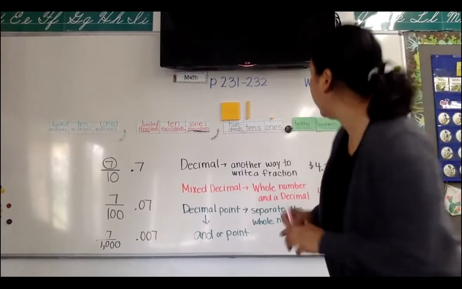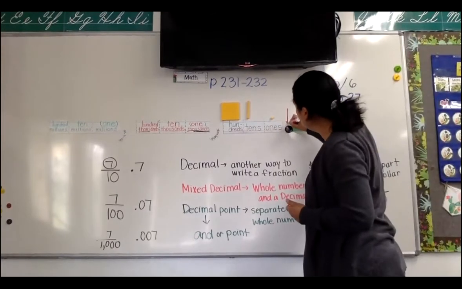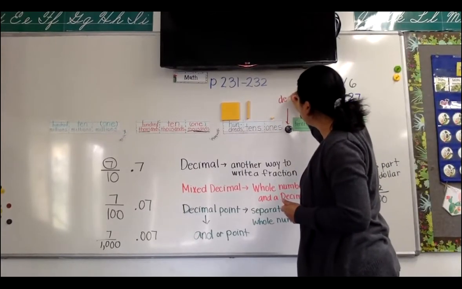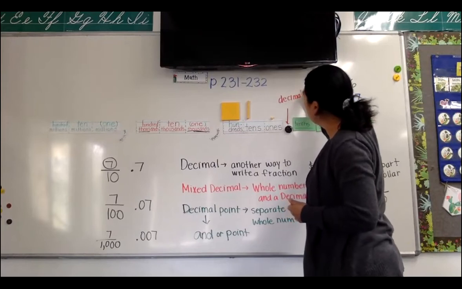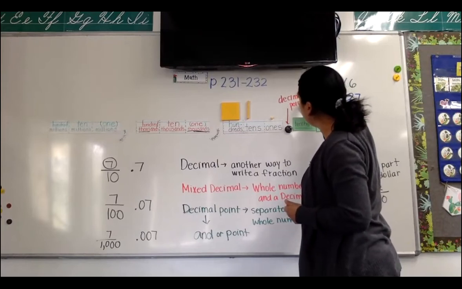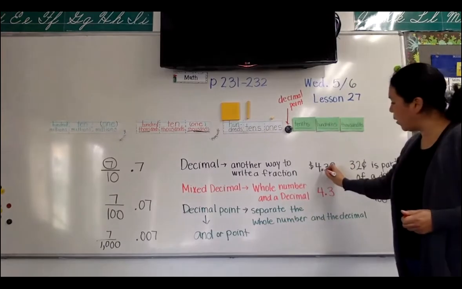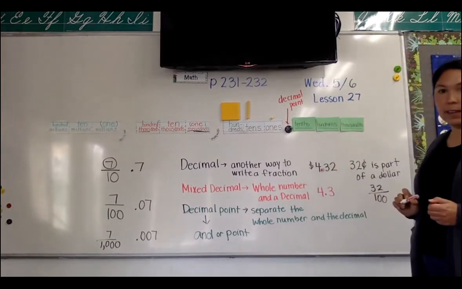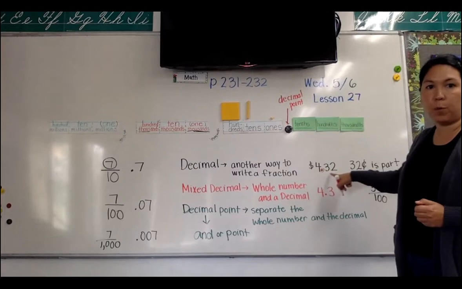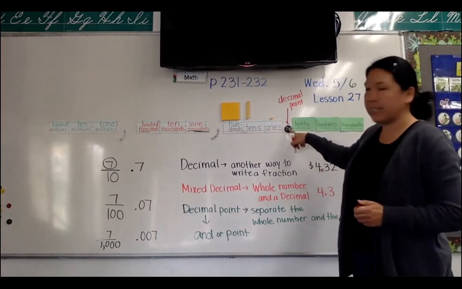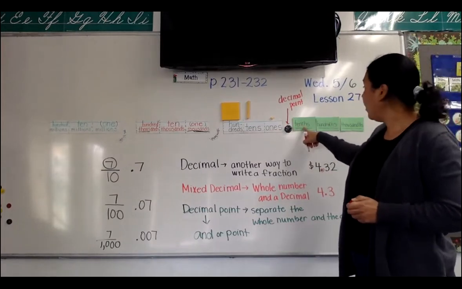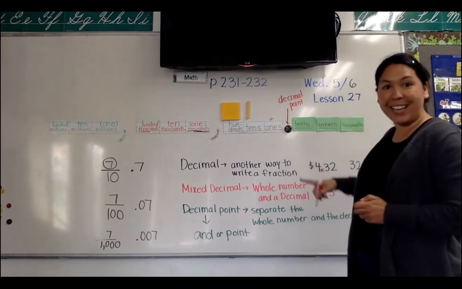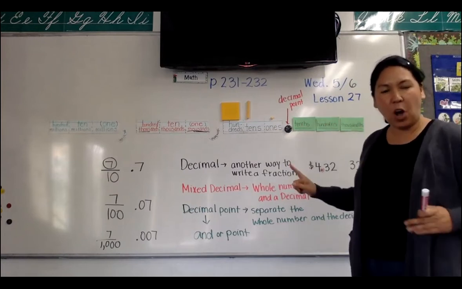So I'm gonna write that. Right here, this is a decimal point, okay? It's the same decimal point that's right here, that we see in $4.32. Here's my decimal point. All of these are new place values. So let's see what they're called.